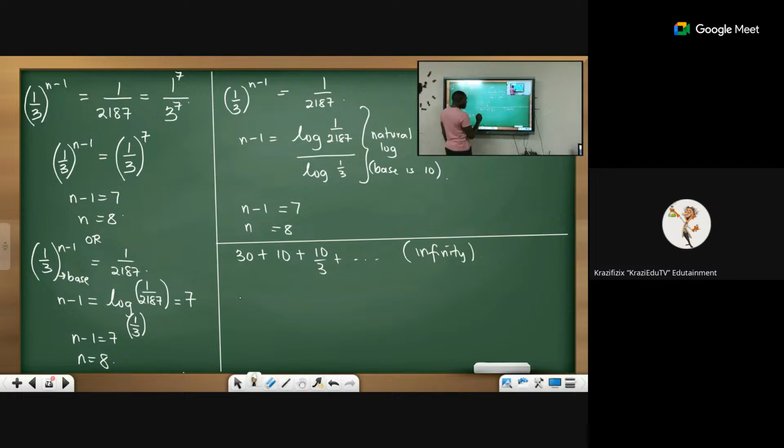Once I see that, sweet. I know I'm using my sum to infinity. You just bring in your formula. A over 1 minus R. What is my A? First term, 30 over 1 minus. What was our ratio? 1 over 3. Please put that in a calculator for me. 30 divided by 2 over 3. That should be about 45. Let's check. Yeah, 45, I think. Somebody help there, confirm. 30 divided by 1 minus 1 over 3. 45, right?